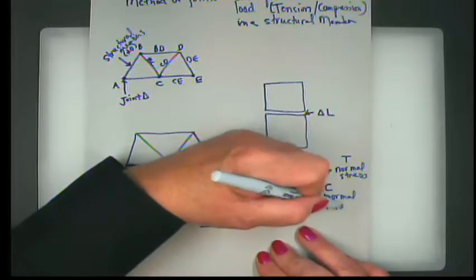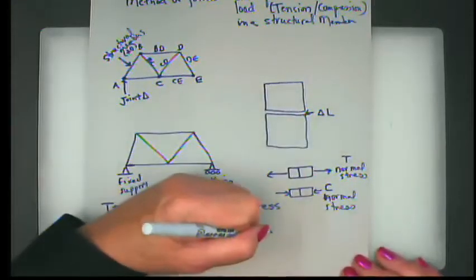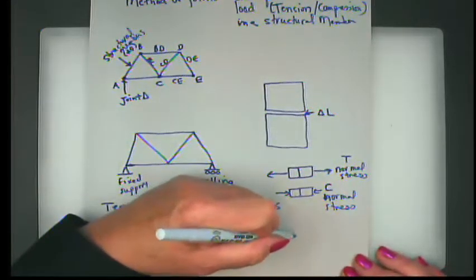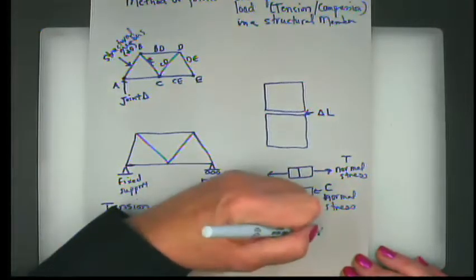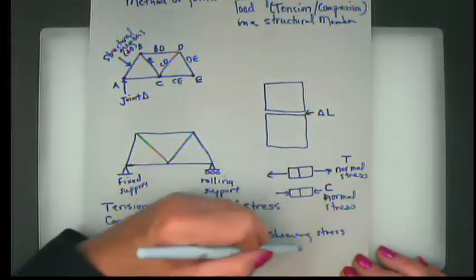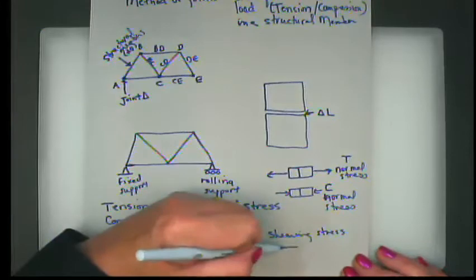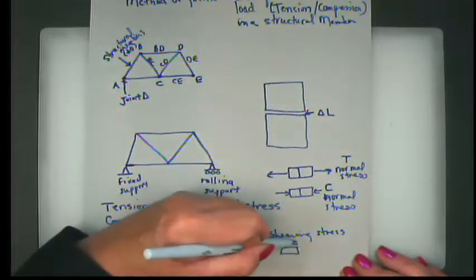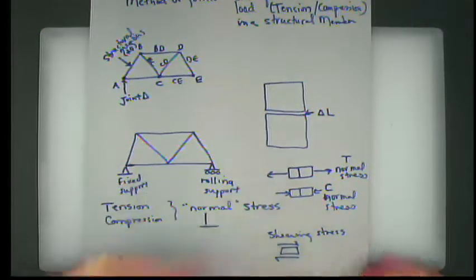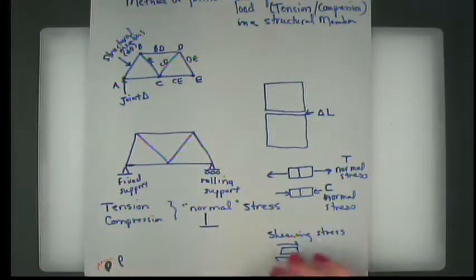So this is what we're going to talk about today. Later, we're going to talk about something called shearing stress. Shearing stress occurs where the angular relationship is a little bit different. If I have a structural member, push on it this way, push on it this way, and it tends to deform it angularly instead of pulling it apart or compressing it. All right, so today we're going to talk about tension or compression.